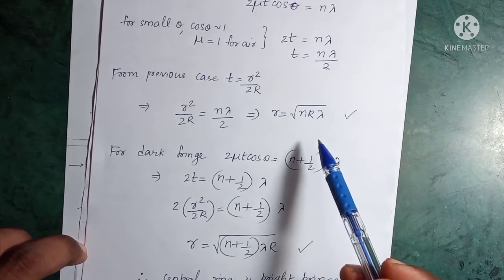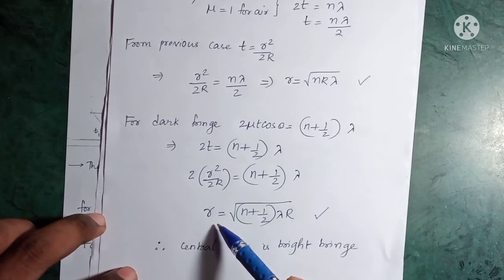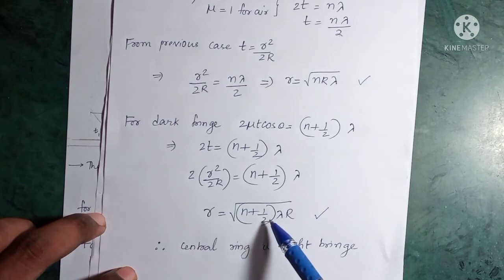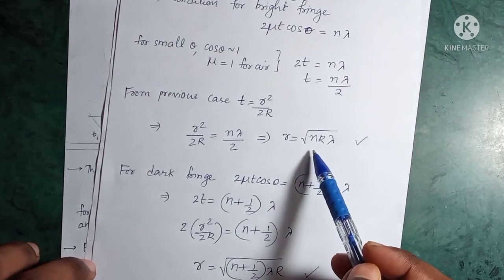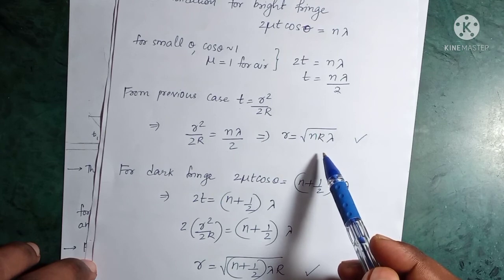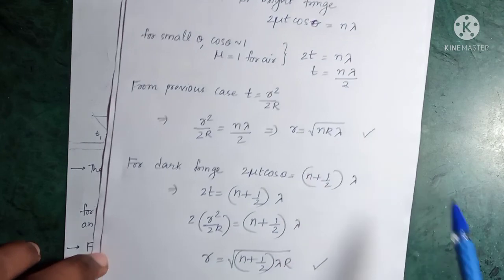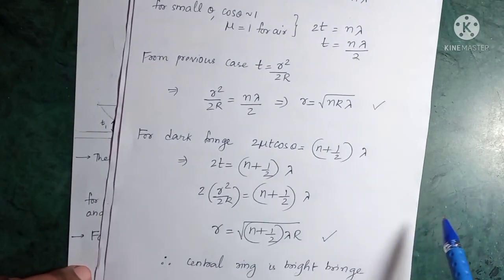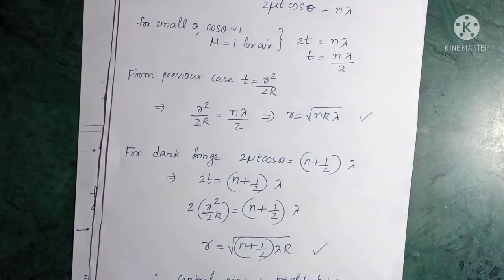So for n equals 0, here this becomes root over half lambda R. But the radius of the dark fringe becomes 0 for n equals 0, which means the central fringe is a bright fringe. But in the reflected light case, the central fringe was a dark fringe. This is the basic difference.